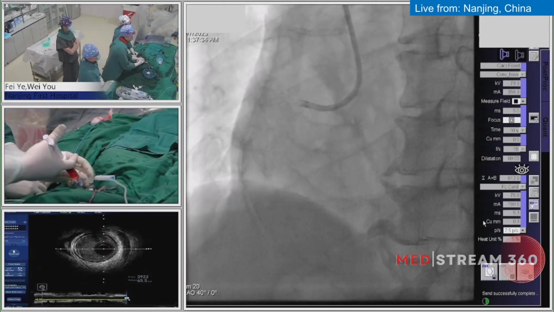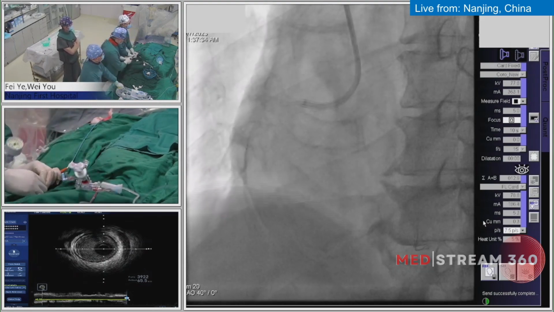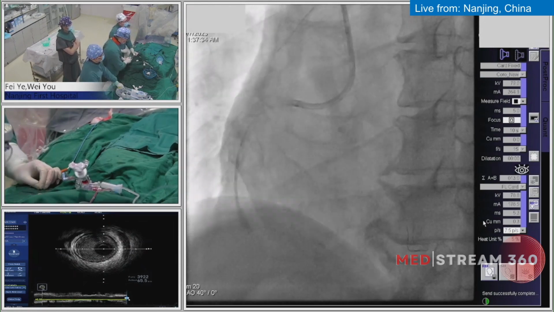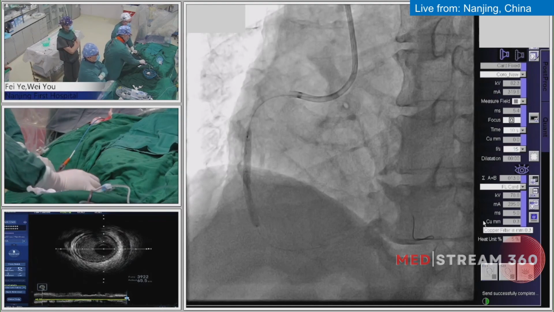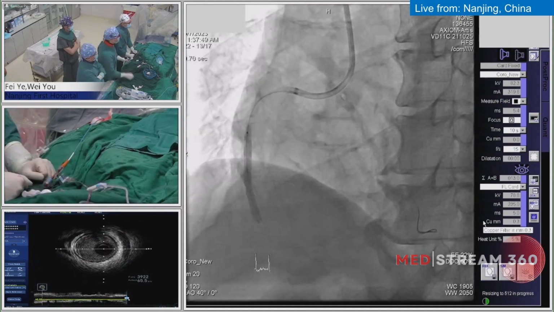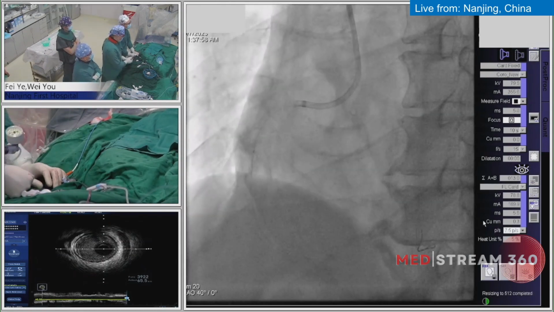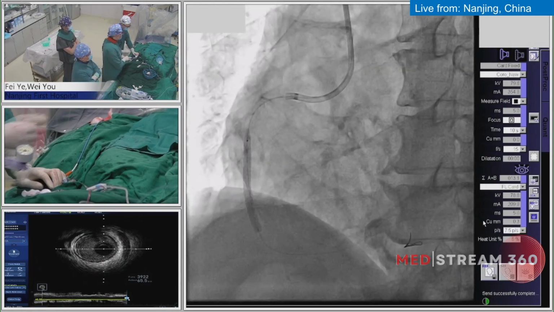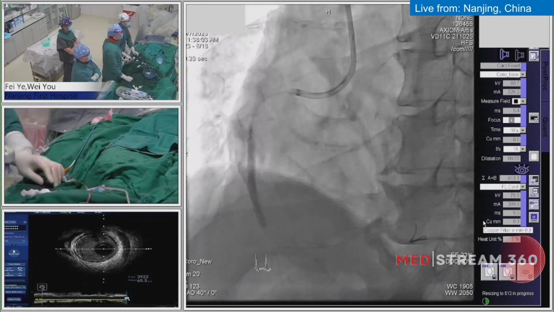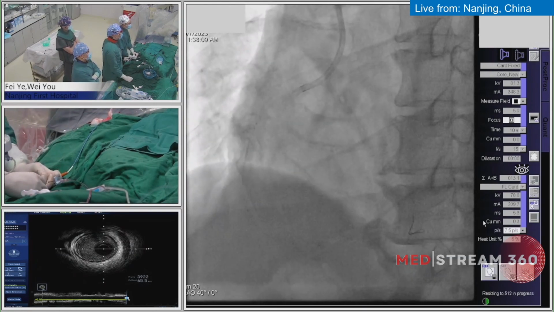Okay, good. Go, just go. Just choose the 8, contrast volume. Okay, 8. Done. Once more, going up to 12. Okay, done. Yeah, nominal pressure to deploy the stent.